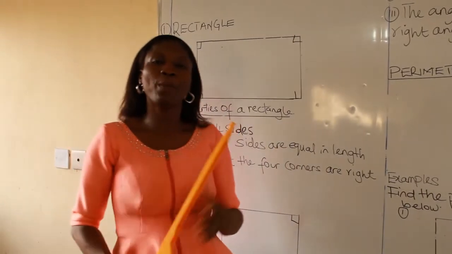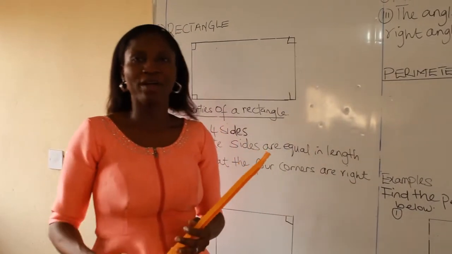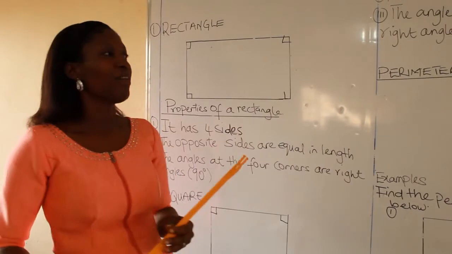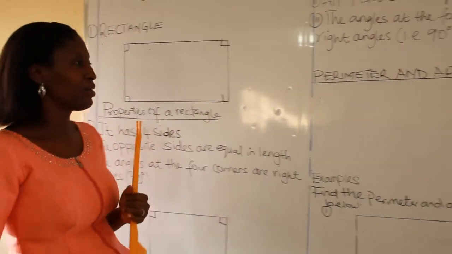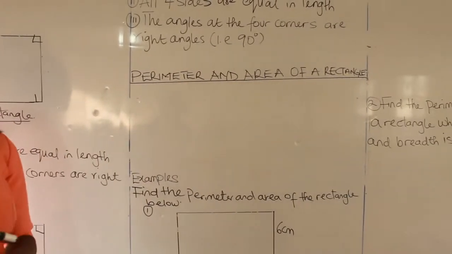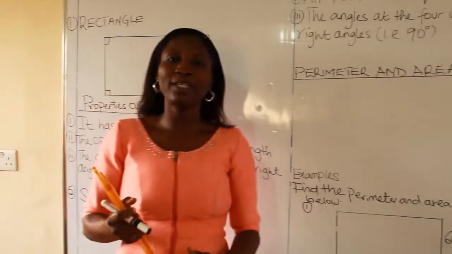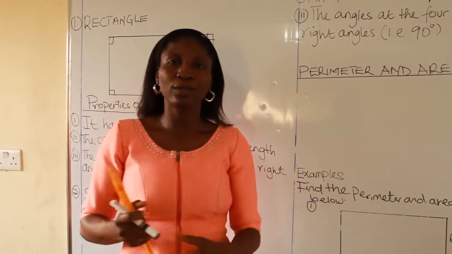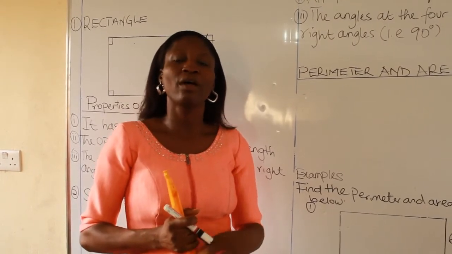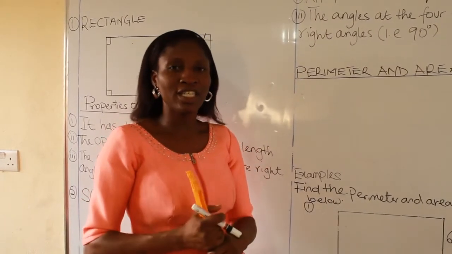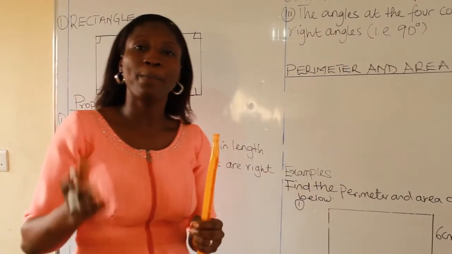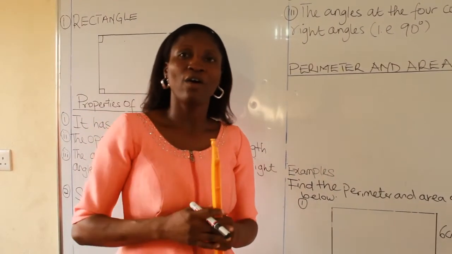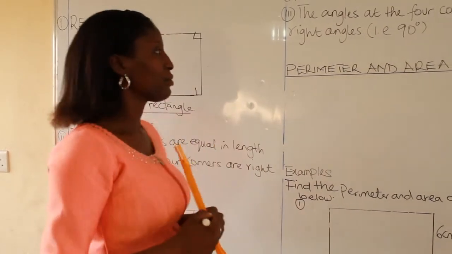Now we will be looking at the perimeter and area of a rectangle. Now, what is a perimeter? A perimeter is the distance around a given shape. So we will be looking at the perimeter and area of a rectangle.